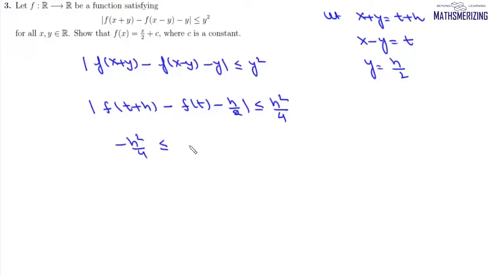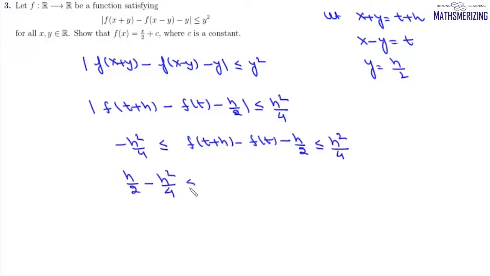It is less than or equal to f(t+h) - f(t) - h/2, and will be less than or equal to h²/4. Now we'll add h/2. So we can add h/2 - h²/4 will be less than f(t+h) - f(t), and will be h/2 - h²/4.